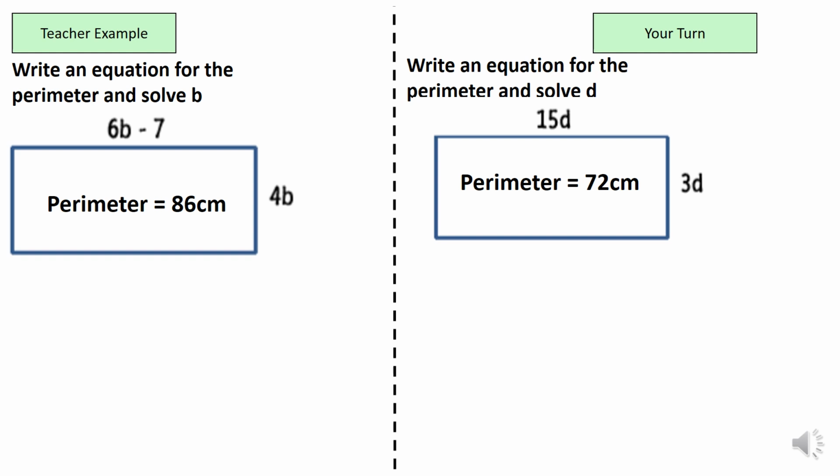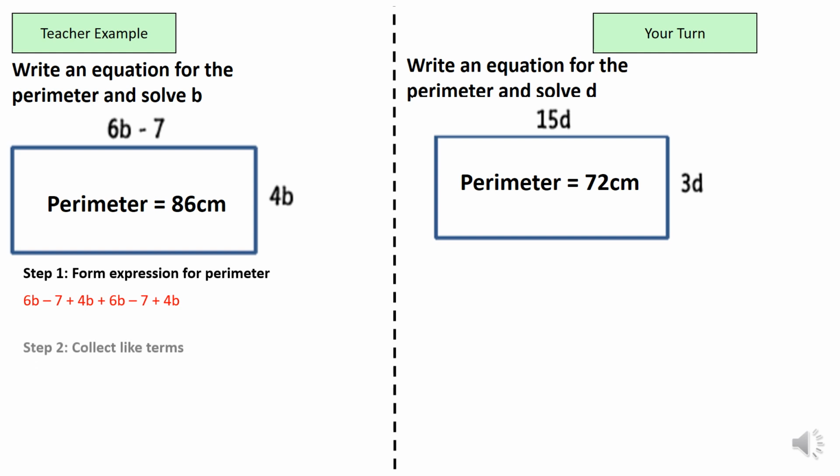Now, if you have a look at the rectangle on the left side, the longer sides are 6b minus 7, and the short sides are 4b. The first step we need to do is to form an expression for the perimeter, which is what we've been doing from the start of the lesson. When you form the expression, we would have had 6b minus 7 plus 4b plus 6b minus 7 plus 4b. Remember, when it's a perimeter, you're adding all the sides.